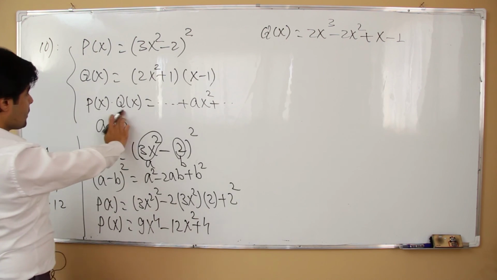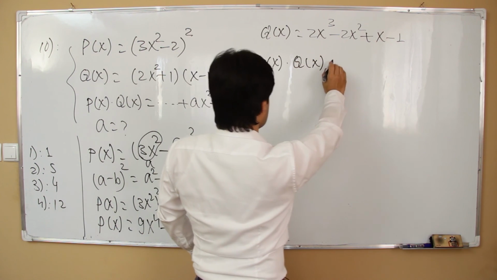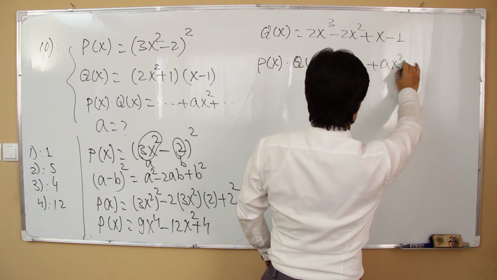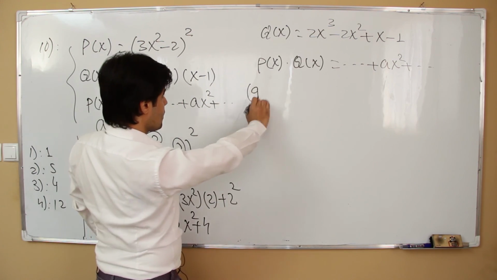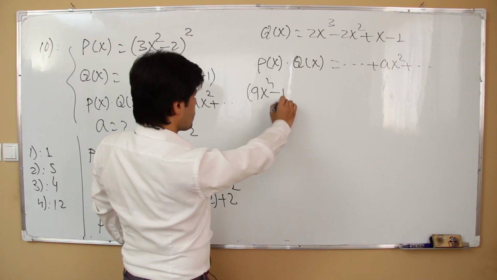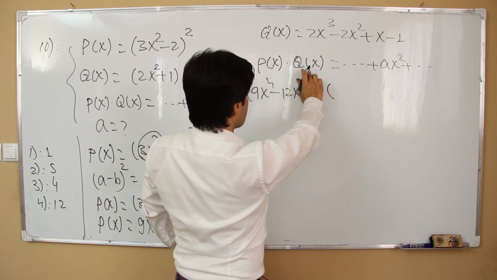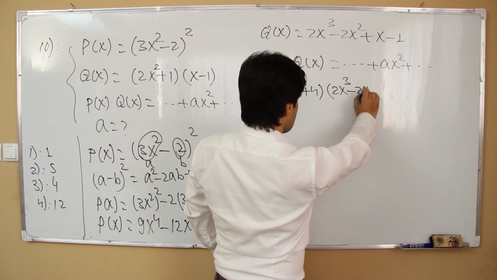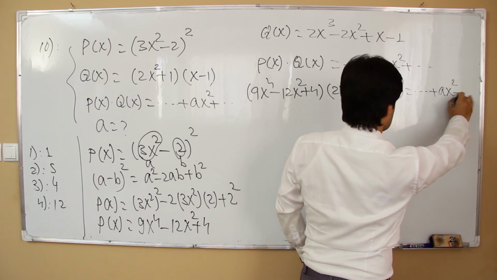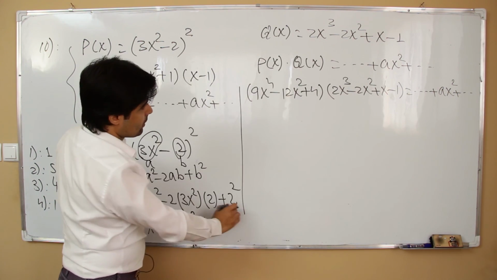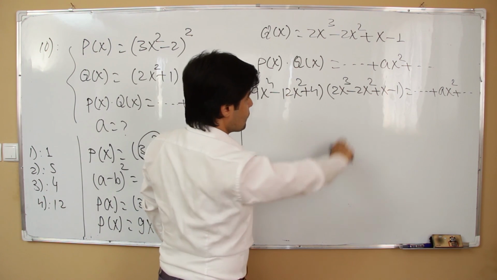Now P(x) with Q(x) is multiplied. P(x) times Q(x) is dot dot dot ax² plus dot dot dot. Instead of P(x) you have to put 9x⁴ - 12x² + 4, and instead of Q(x), 2x³ - 2x² + x - 1, is equal to dot dot dot ax² plus dot dot dot. Now look here, you have to multiply these 3 terms with these 4 terms.